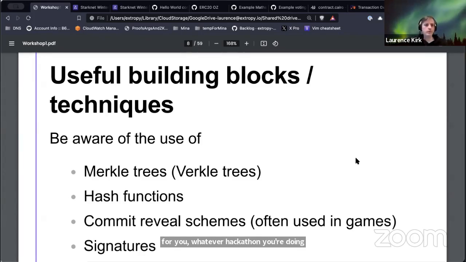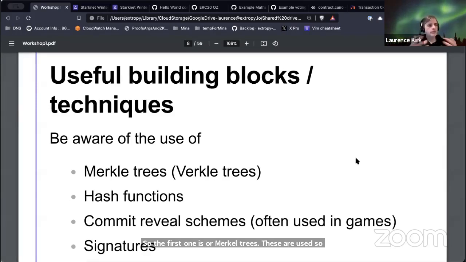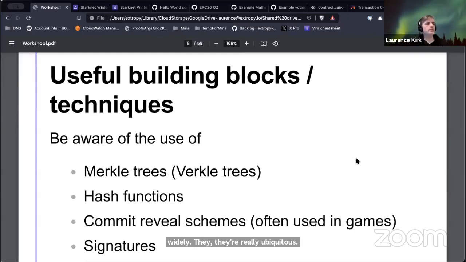So the first one is Merkle trees. These are used so widely. They're really ubiquitous. They are a very useful way of storing data, storing a fingerprint of data, and being able to check whether that has changed or showing that something is a member of a set. Essentially, Merkle trees are really showing set inclusion, and you can create Merkle proofs to show that something is within a set. So understand how those work. There are improvements on those called Verkle trees, which are coming to Ethereum, which are more efficient. So it may be useful to have a look at those as well, but certainly be aware of Merkle trees.